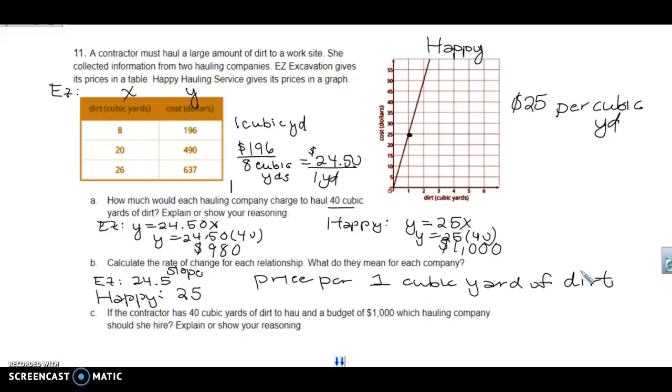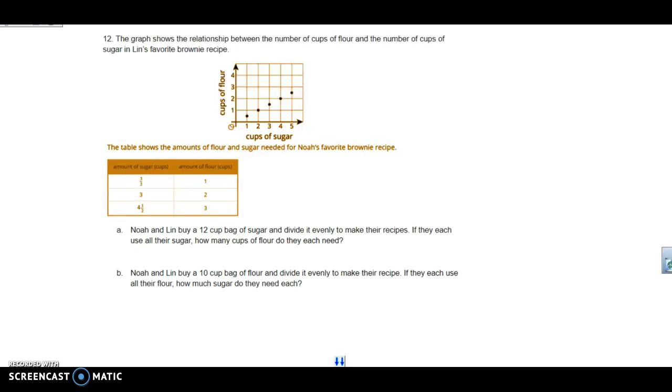Question C, it says if the contractor has 40 cubic yards of dirt to haul and a budget of $1,000, which hauling company should she hire? Well, up here we already have the prices for that, and if I want to save the most money, I'm going to hire the easy excavation. Because it's $20 less. If you wanted to go with the more expensive one, and you could argue that, I would count that as correct as well.